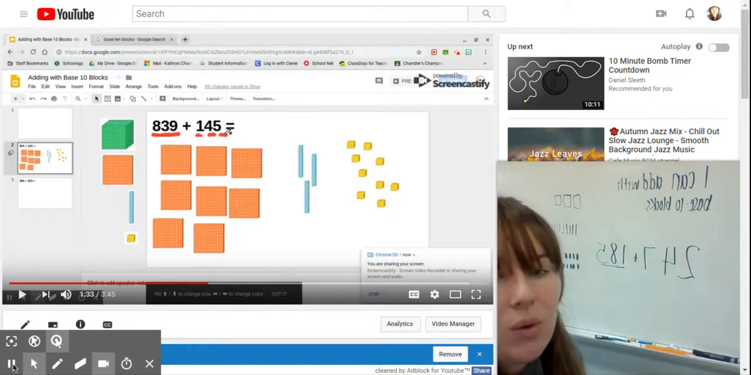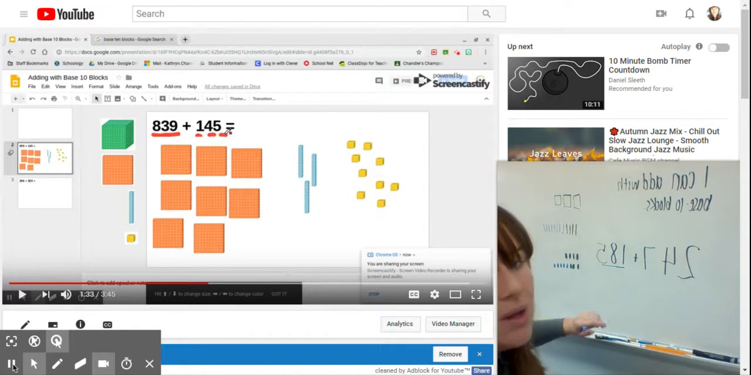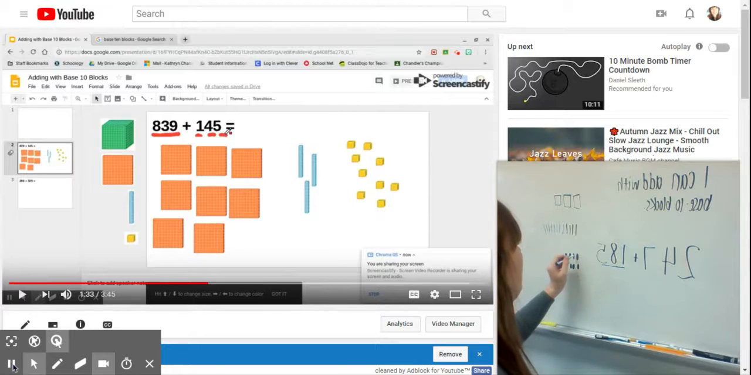Then I'm going to look at my ones place, my tens place, and my hundreds place. In my ones place, I have 1, 2, 3, 4, 5, 6, 7, 8, 9, 10, 11, 12 ones. So I'm going to have to take 10 of those and move them. 1, 2, 3, 4, 5, 6, 7, 8, 9, 10. It's going to change into a 10, and now I have 2 ones.